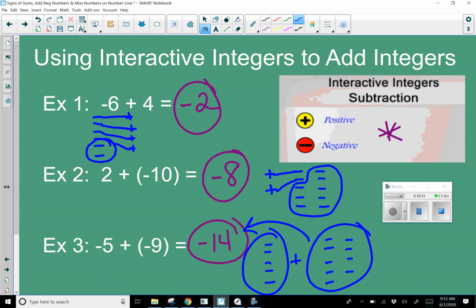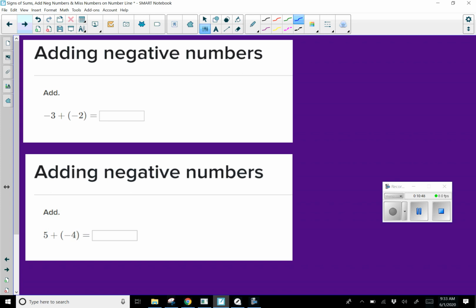However, as we get into more difficult problems like negative 78 plus 96, you're probably not going to want to draw 78 negatives and 96 positives. But in the beginning, to get used to your integer rules, you can always do that.